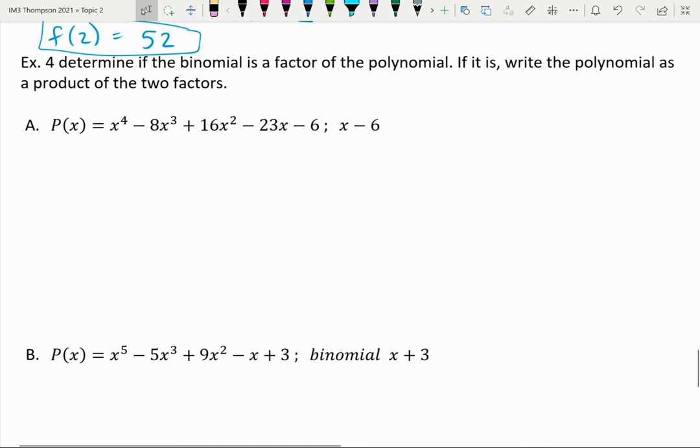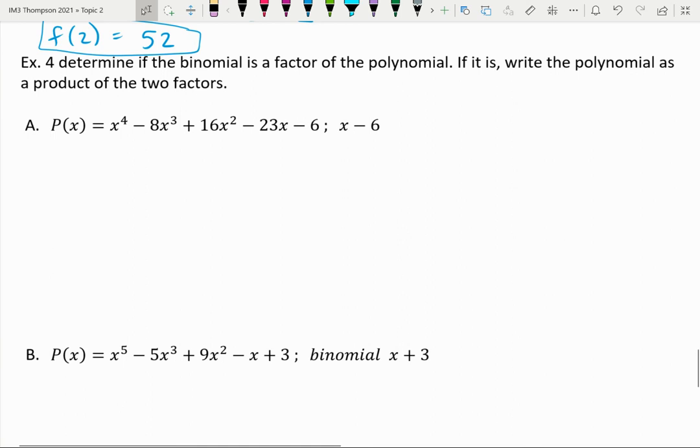So determine if the binomial is a factor of the polynomial. I know 3 ways to do that now. I could use long division, I could use synthetic division, and I could use the remainder theorem. But they give me different pieces of information sometimes. If I use long division, I could take x minus 6 and divide it into this whole thing. And at the end, I will get the result of the division, right? I'll get the quotient, including the remainder.